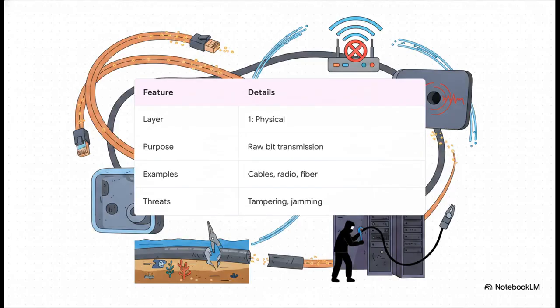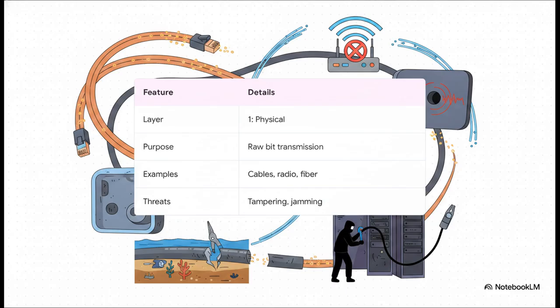And finally, we arrive at the very bottom. Layer 1, the physical layer. The entire purpose here is the transmission of raw ones and zeros. Just raw bits being sent over a physical medium. We are talking about tangible things you can touch. Copper Ethernet cables, radio waves for your Wi-Fi, and those massive fiber optic submarine cables crossing the ocean floor.